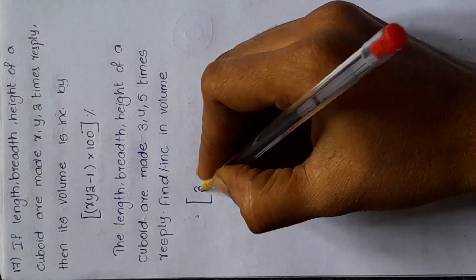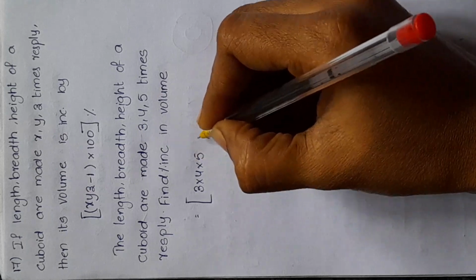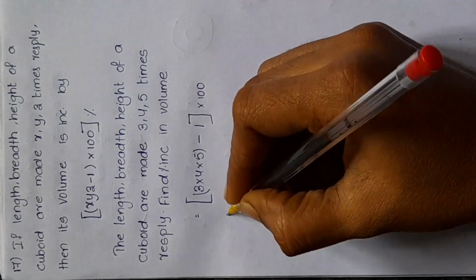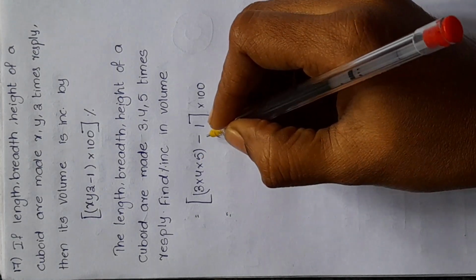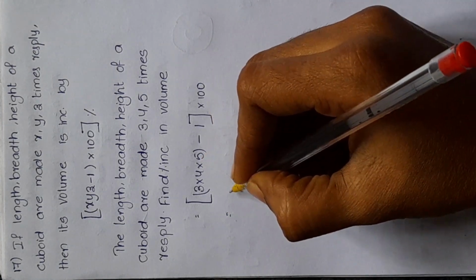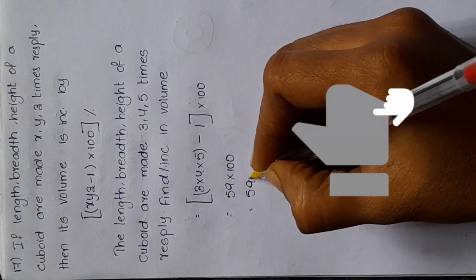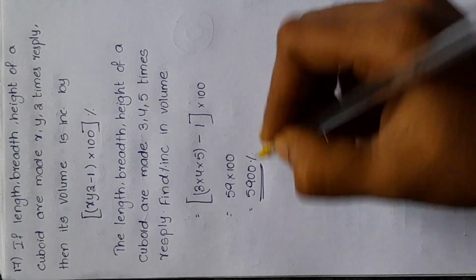Substituting the values in the formula, (3 × 4 × 5 − 1) × 100 percent. That is, 3 4s are 12, 12 5s are 60. 60 minus 1 is 59. So 59 into 100, which is equal to 5900 percent increase in the volume.